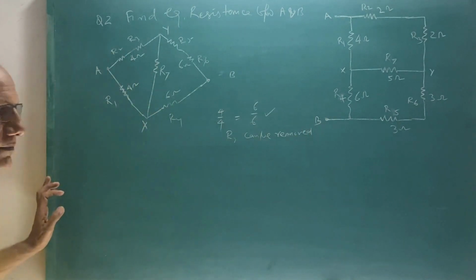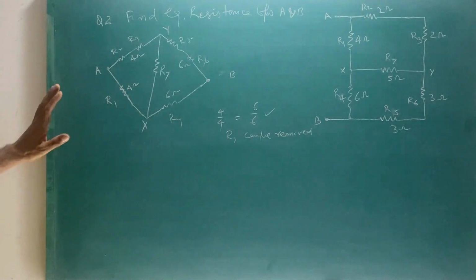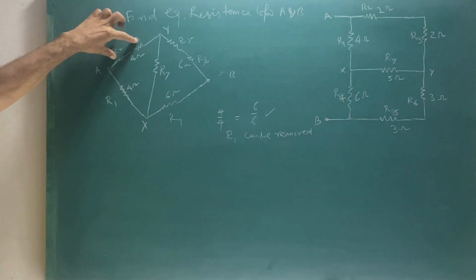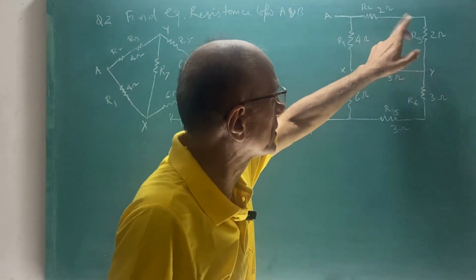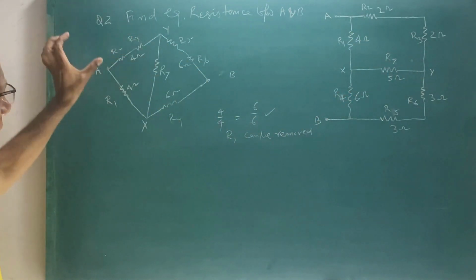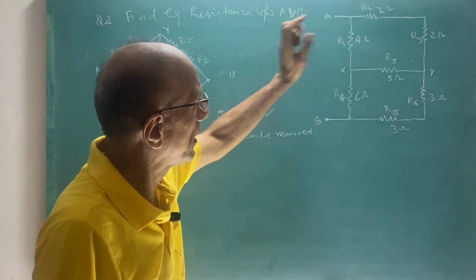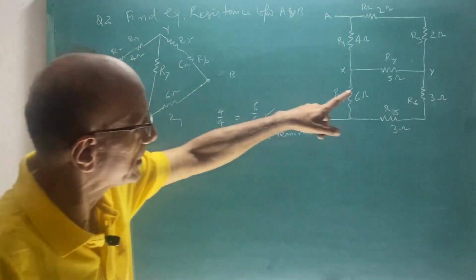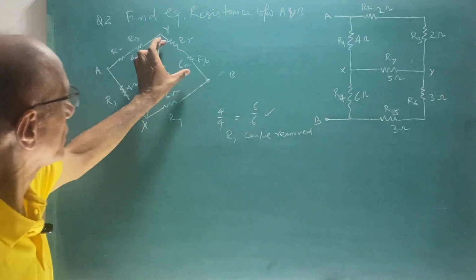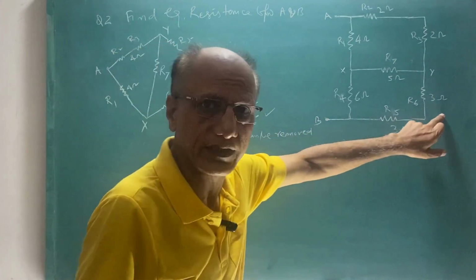So we can remove it. Take another look. These two are in series, so this is 4. This is already 4. These two are in series, so this is 6, 3 plus 3 is 6.